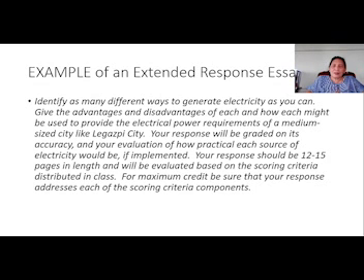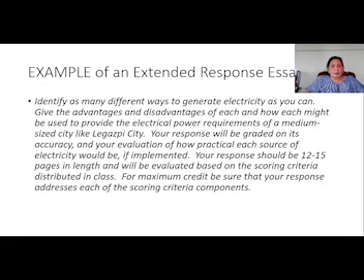Give the advantages. This is another one that you would want to ask your students to put in their essays. Give the advantages and disadvantages of each and how each might be used to provide the electrical power requirements of a medium-sized city like Legazpi City. So there is the quality that you're asking for from them.